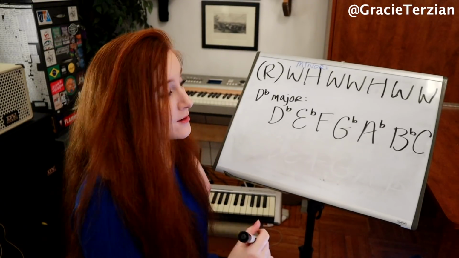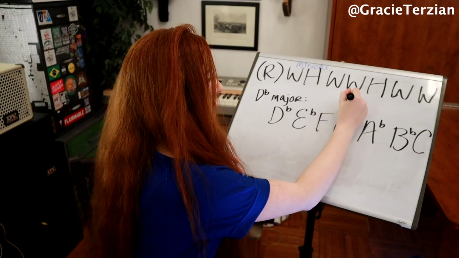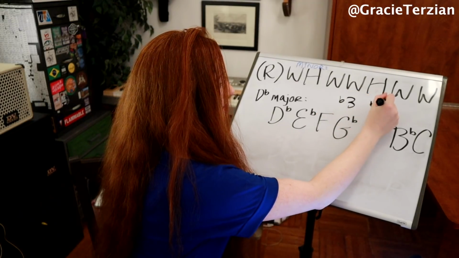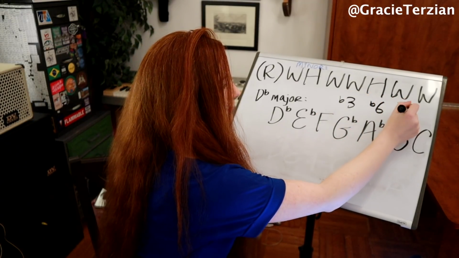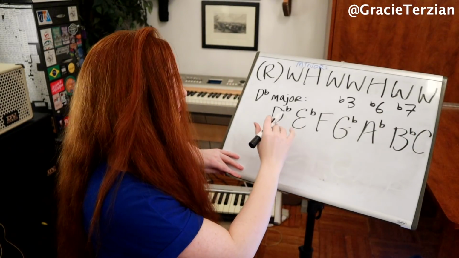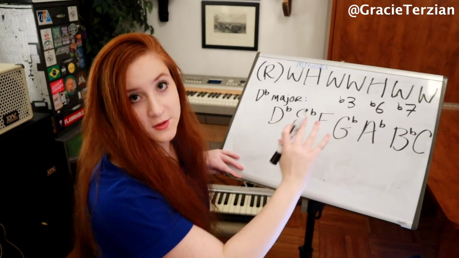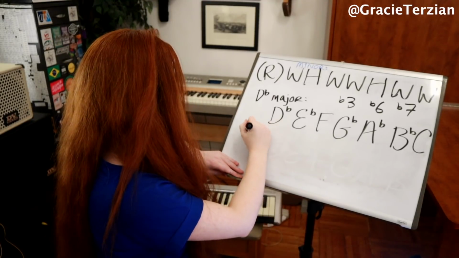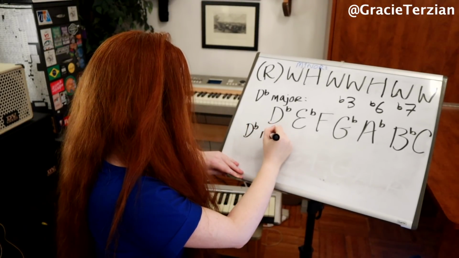It was a flattened third, a flattened sixth, and a flattened seventh. Okay? So I'm just gonna take this scale and flatten those 3 notes in the scale. And so this is gonna be my D flat minor scale.